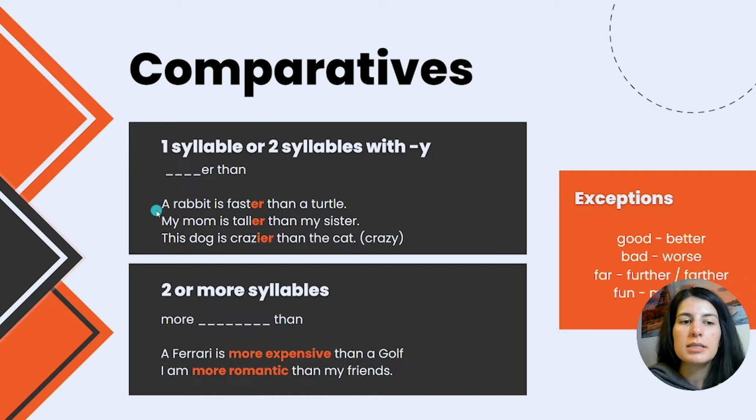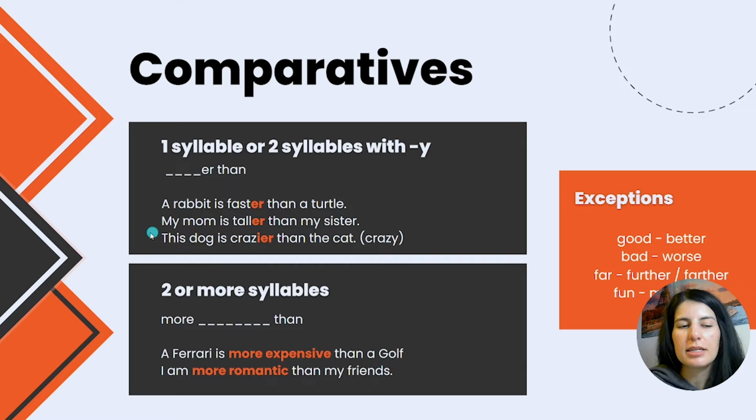So here are some examples just for us to keep in mind. A rabbit is fast. That's a fact, right? And a rabbit is faster than a turtle. If I compare the rabbit with the turtle, I'm going to think about the adjective fast. Fast has 1 syllable. So fast, 1 syllable. I will add er to the end of the word, then a turtle.